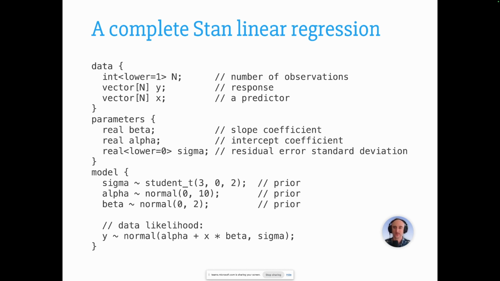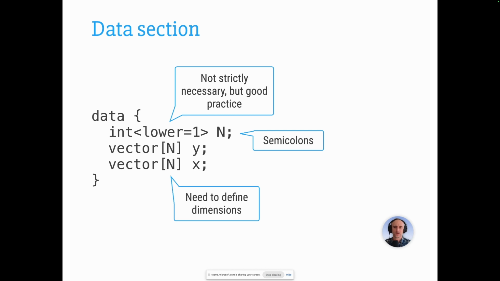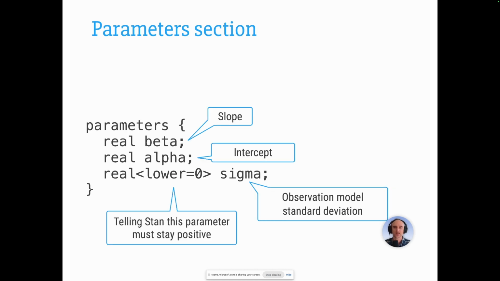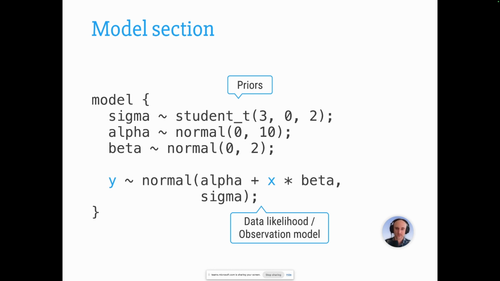And let's break this down. So that lower is not strictly necessary, but good practice. If you have bounds, you could try to protect yourself or others using your models. Semicolons are necessary. You will get errors if you don't have them. You will forget them. And you need to define dimensions of vectors and matrices and arrays. And we've been through this here. So you've got the priors, you've got the data likelihood. You can break things across lines like I've done there with that y tilde normal line.